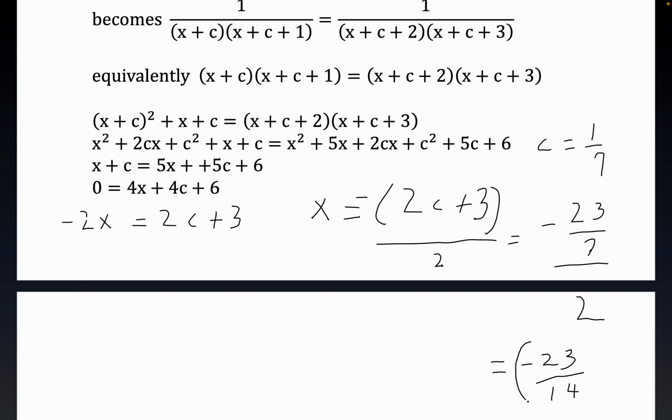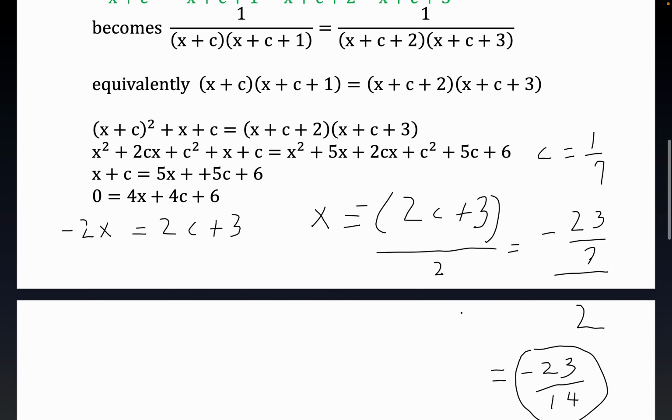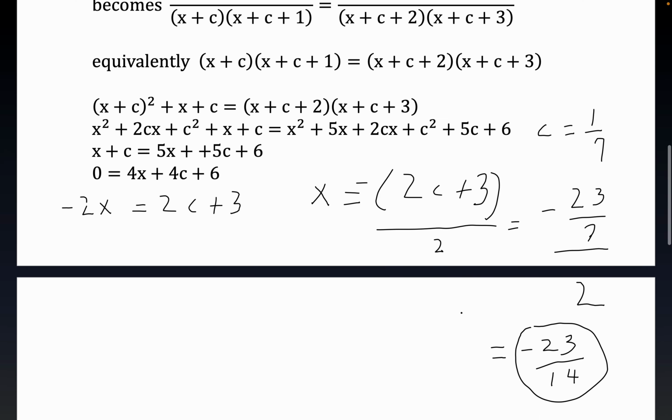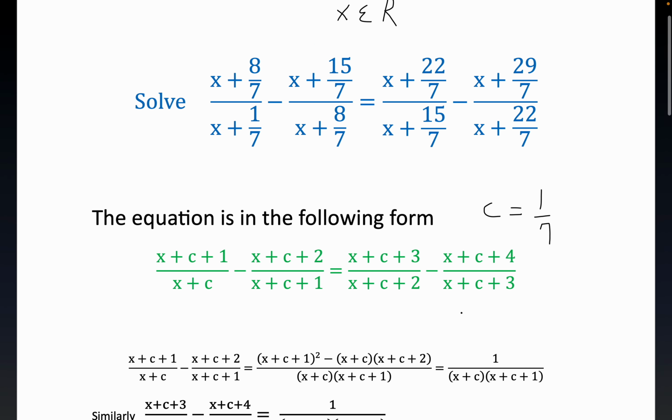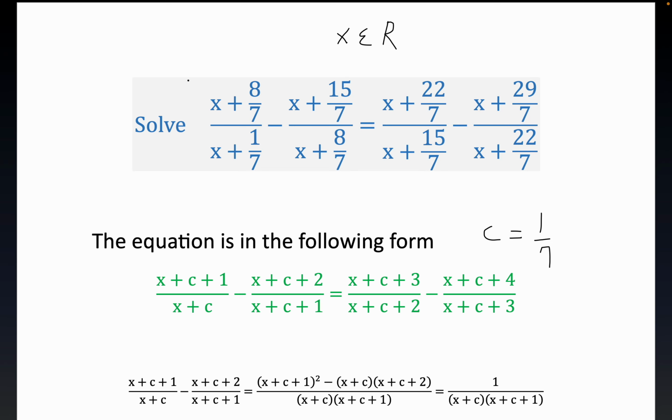So again, a lot of hard work. I left out quite a few of the steps. Hopefully I showed enough to satisfy you guys. But that is the solution here. X is equal to that value. Let me write that in up here. X is equal to minus 23 over 14.